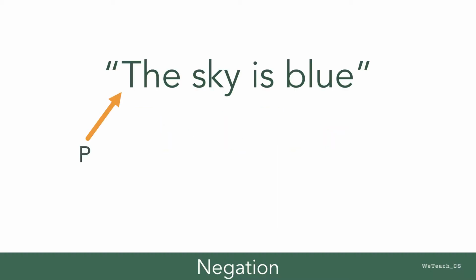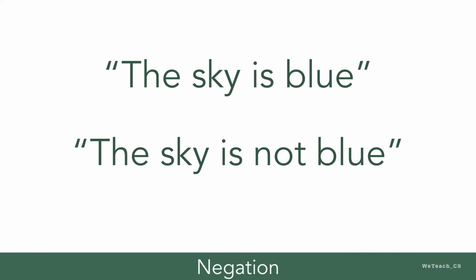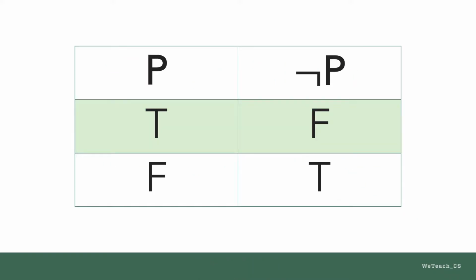Let us begin by looking at a simple negation example. In this example, the statement, "the sky is blue," is denoted by the variable P. The negation of P will be "the sky is not blue," denoted by not P. Each row of a truth table represents a truth value assignment, an assignment of true or false to each variable. In this case, our variables are P, which represents the statement "the sky is blue," and not P, which represents the statement "the sky is not blue."